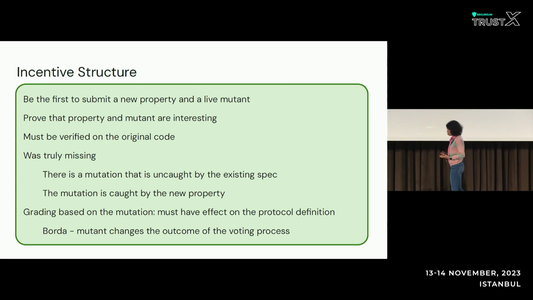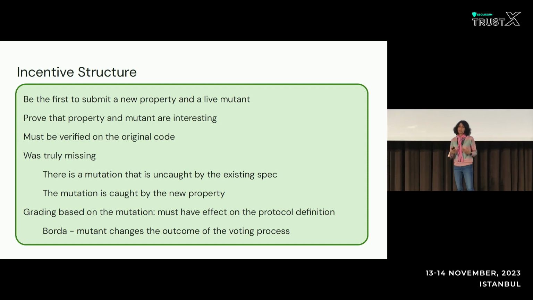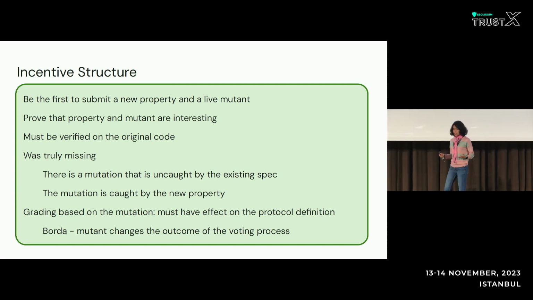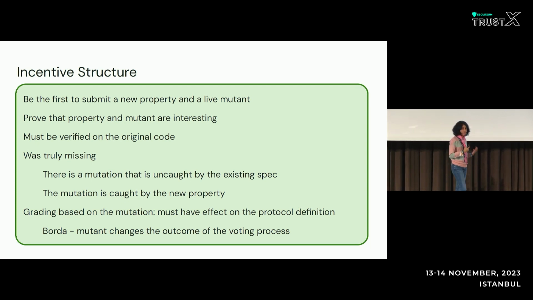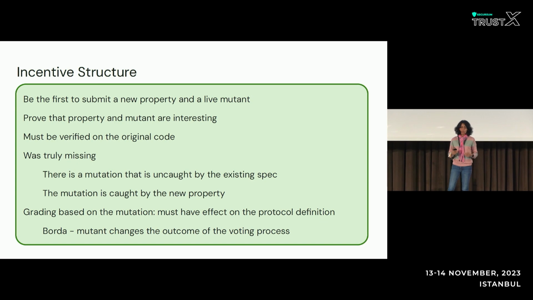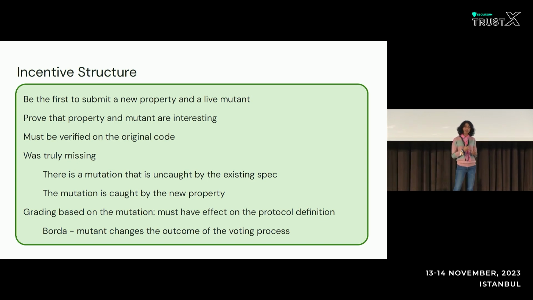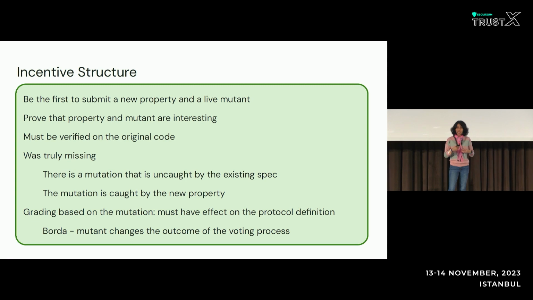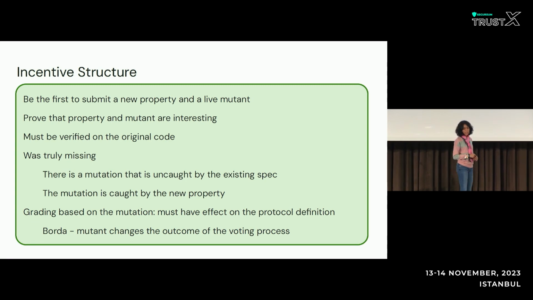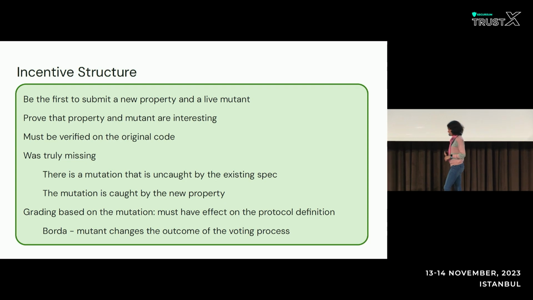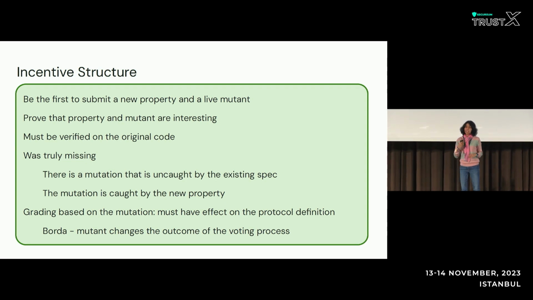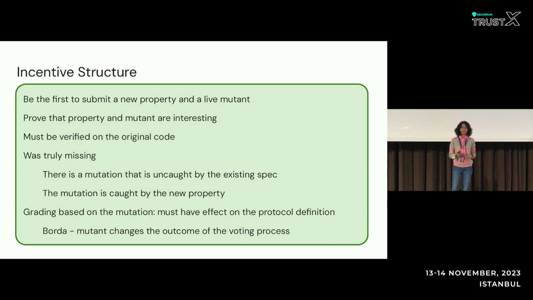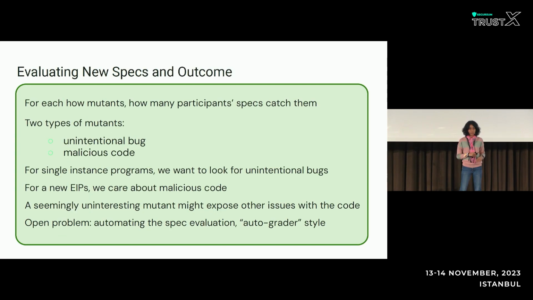You have to demonstrate that it's actually an interesting mutant and an interesting property. By that, what we mean is that the mutation should not be caught by any of the existing specs, right? If it's already caught by some existing property, that's not really interesting. Same thing for the property itself. It should not overlap with existing properties. It should capture some new behavior of the program. For example, for the Borda one, all those mutants that I showed were actually changing the behavior of the code in a meaningful way. In that case, it was basically changing the outcome of the vote. So that's why those were interesting mutants.